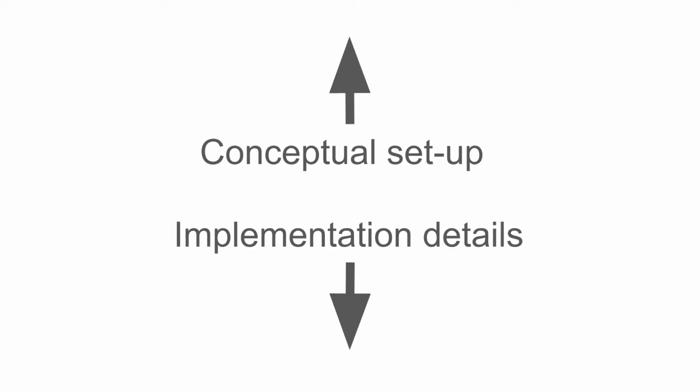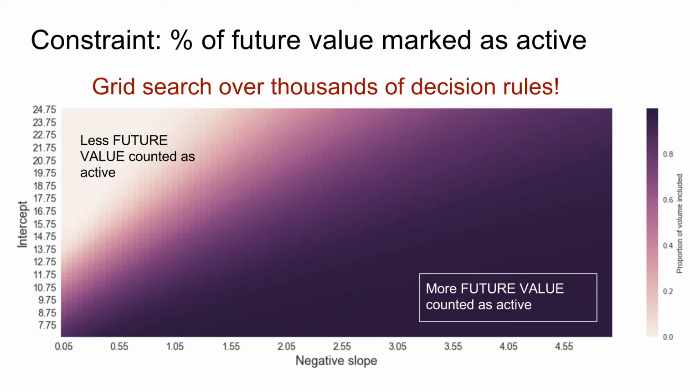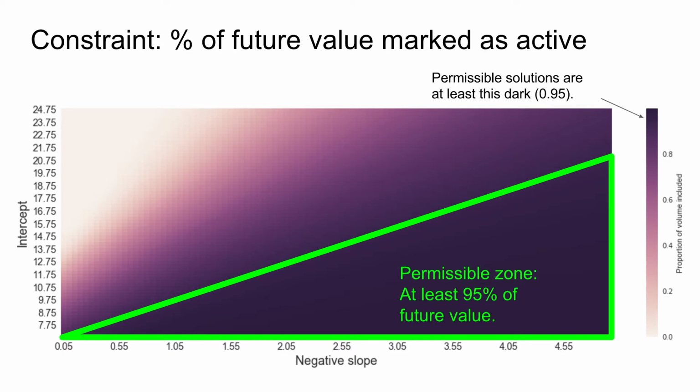So all that stuff was the conceptual setup. Now I'll talk about the implementation details of how we pick the best line out of a whole bunch of these. So we searched over slopes and intercepts. So here's a grid of all the different rules. The x-axis is the slope, the y-axis is the intercept, and then every point is a line. So we searched over thousands of lines, and the darkness shows how much of the future value is captured by the users that are counted as being active by the rule. So dark is more, light is less. And the constraint in the problem was we want to count at least 95% of the future value as being active. So that means this region is the permissible zone. So we have to choose a solution from this zone.